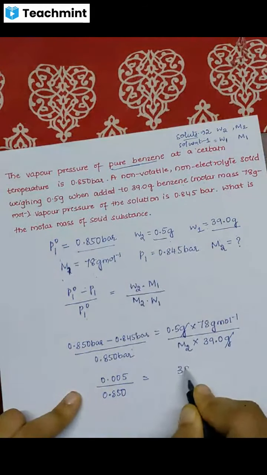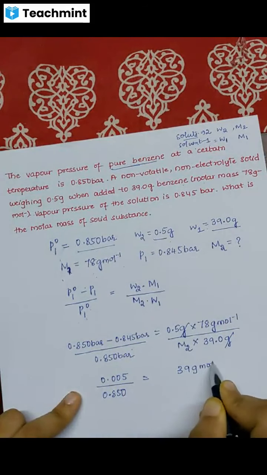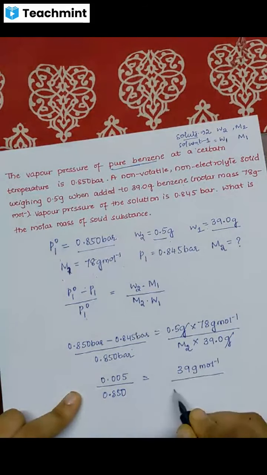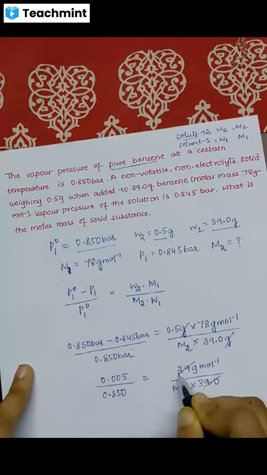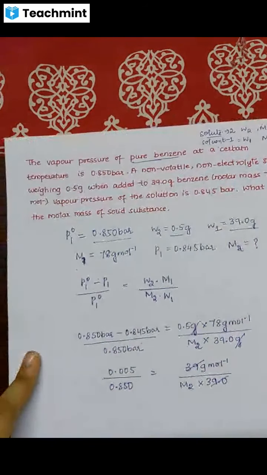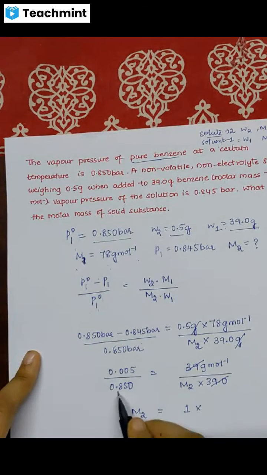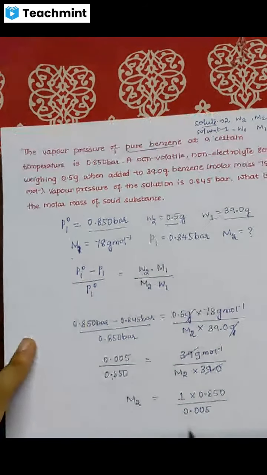So we get here 39 gram per mole divided by M2 into 39.0. 39 gets cancelled. Then we will solve for M2. We will take this M2 to the other side. 39 ones are, that means what is remaining here? 1 into, this will go to the other side. It becomes 0.850, the whole divided by 0.005. We have just rearranged it. Now on rearranging, we have got this equation.